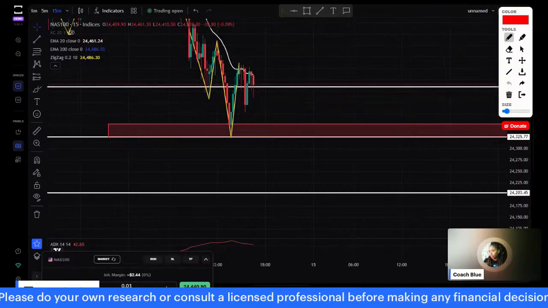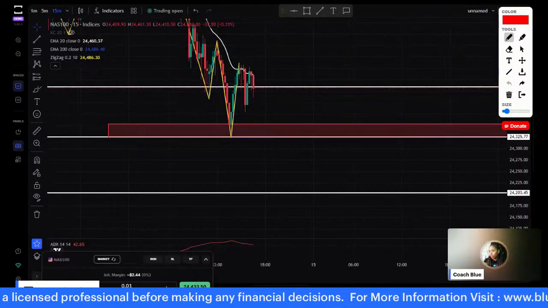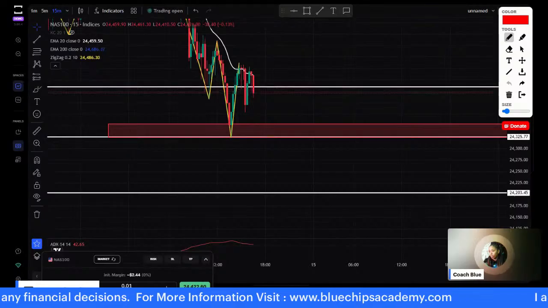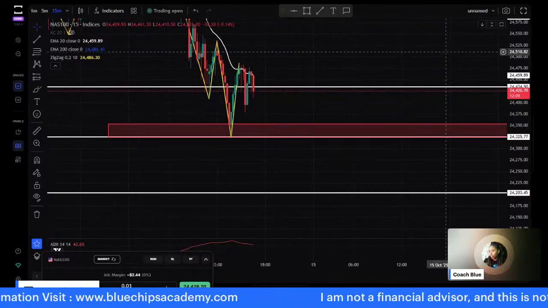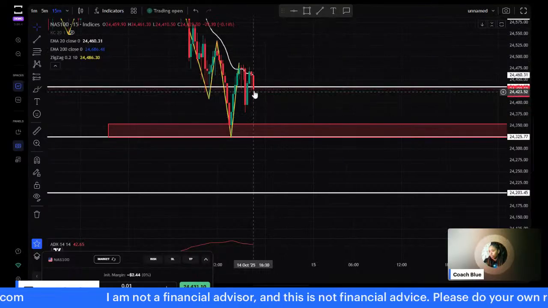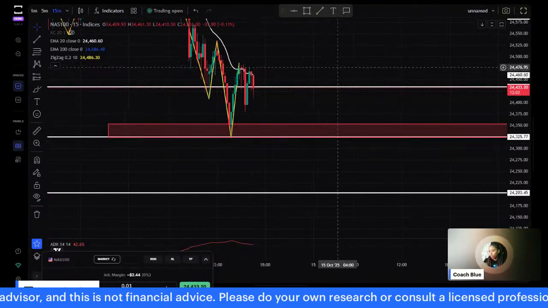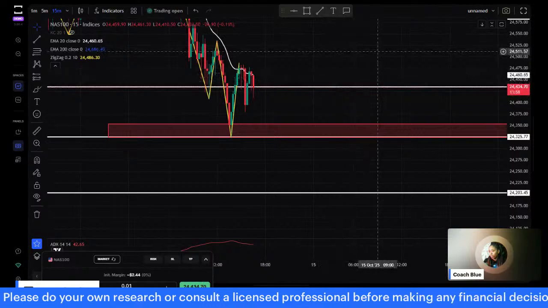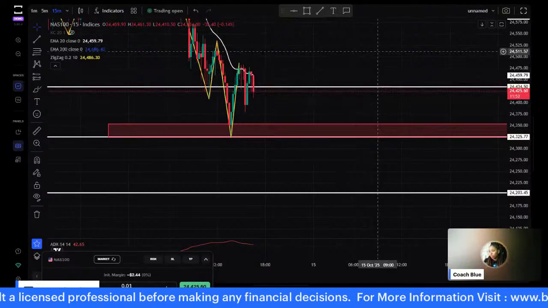Here we go, y'all. Right now, price is just kind of teetering in between this level. What level is this? This 24,425 level. If we can get a nice little break to the downside, that would be awesome. But we have to wait and see what happens, guys.